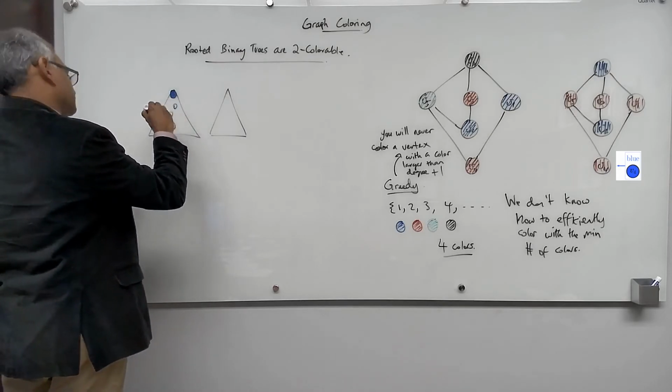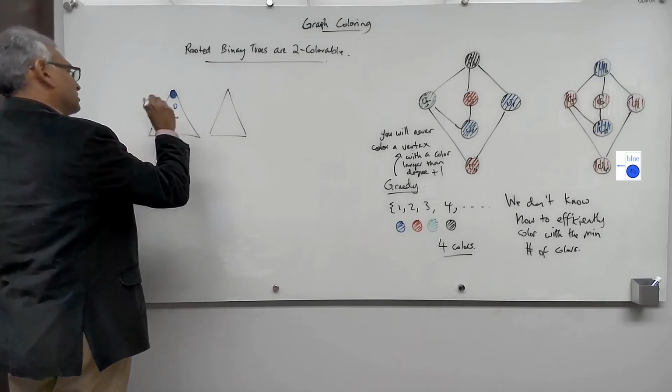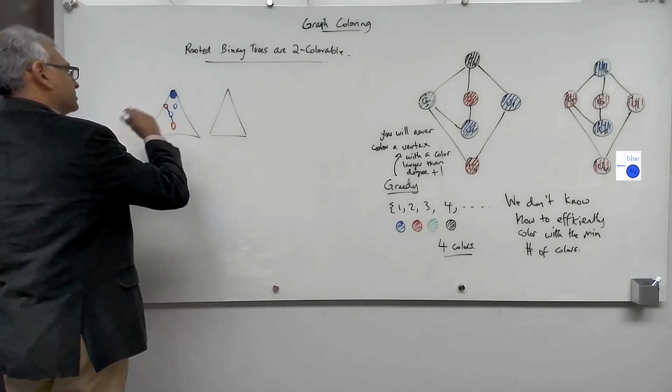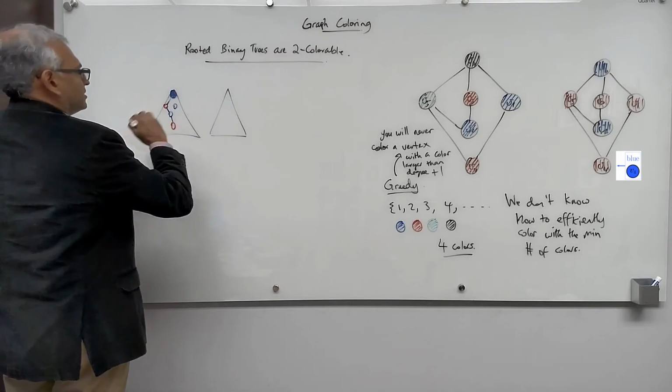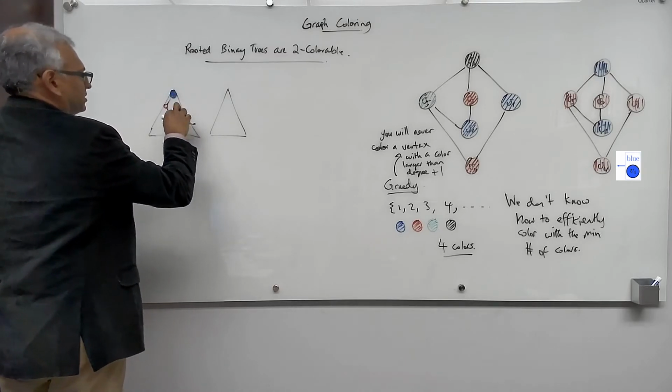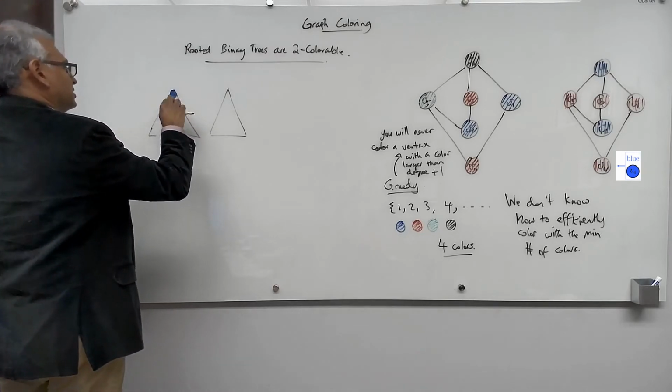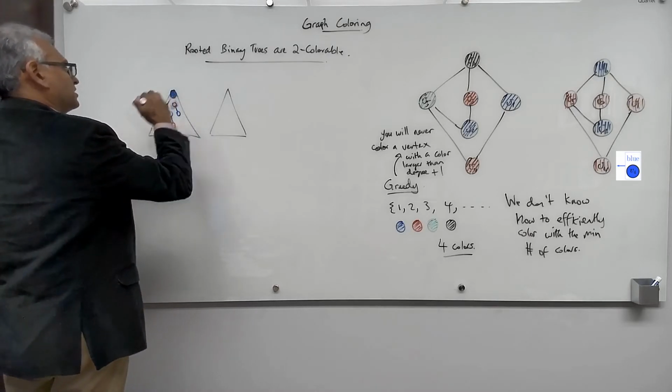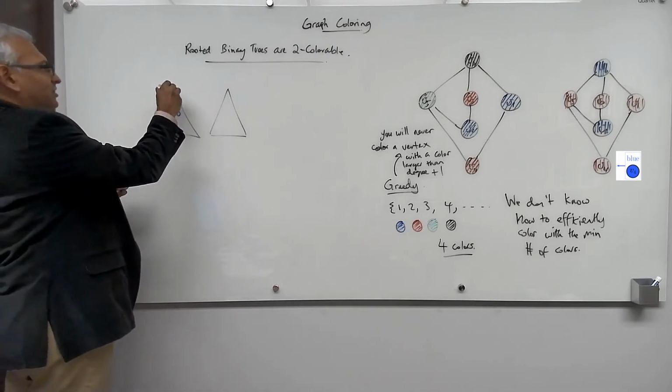So maybe this is connected to a red up here, and so on. Okay, now we can connect this guy, and then maybe red, and then so on. So we've got a tree here, and we've colored the root blue.